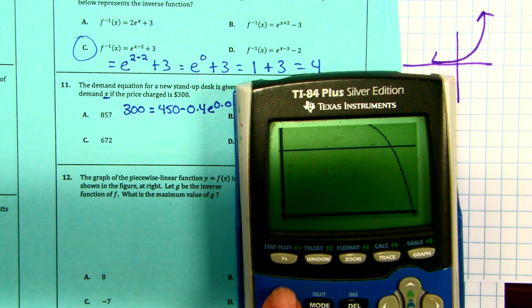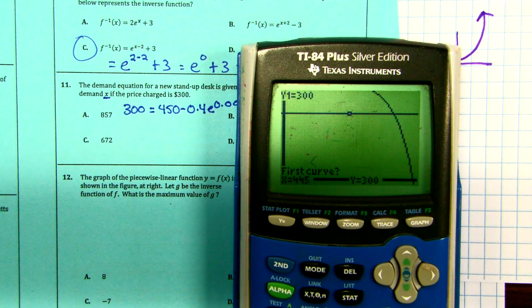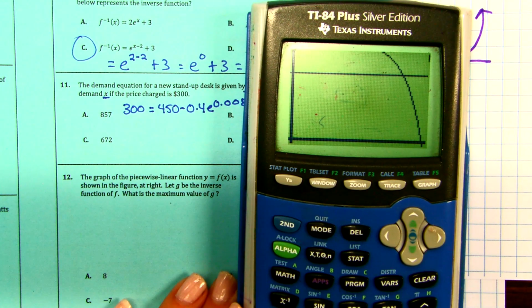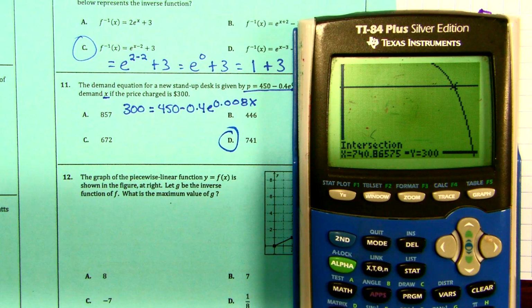And then we hit second calc, and we're going to do number 5. Intersect is the easiest one. As long as you cleared your RAM ahead of time, you actually don't have to move your cursor at all. Your calculator will do all that work for you. You can hit enter, enter, enter, and it'll give you your answer. So the solution to this equation, this would be the closest one.